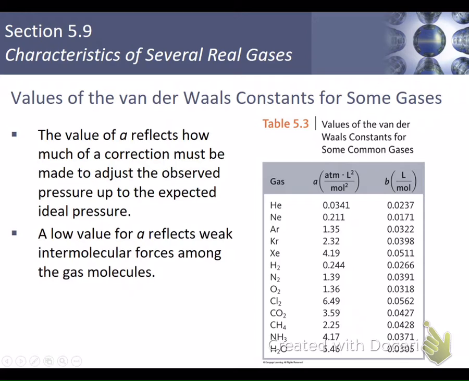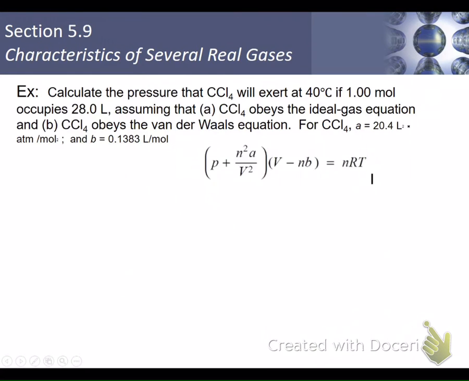Okay, and then b values are for size. So the larger the molecule is, you would predict these values to go up as well. Again, helium, kind of small, xenon, a few times bigger. Okay. So that's the importance of the a and b values. So now let's do an example.